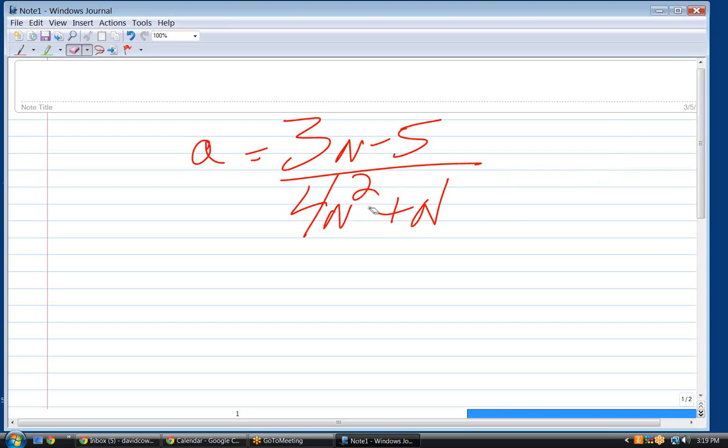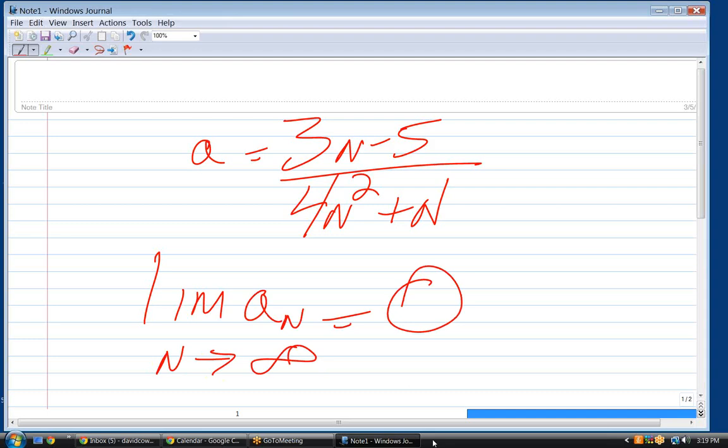When the degree in the denominator is greater than the degree in the numerator, then I know that the limit of a sub n as n goes to infinity is 0. That alone does not make it convergent. It just means that it can be convergent. And is that the question with this problem also? Is this a convergent or a divergent series?